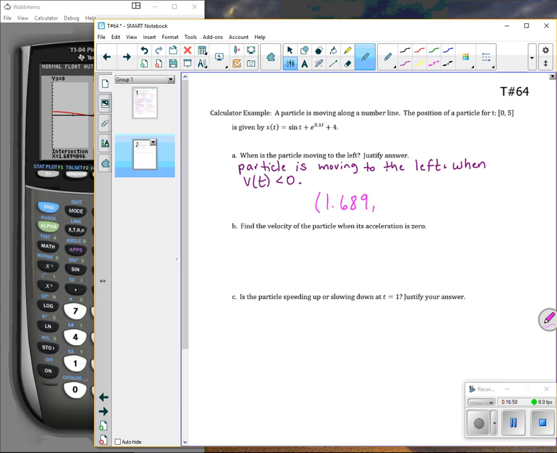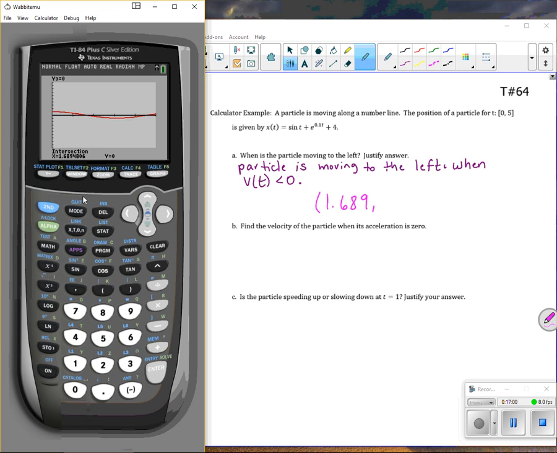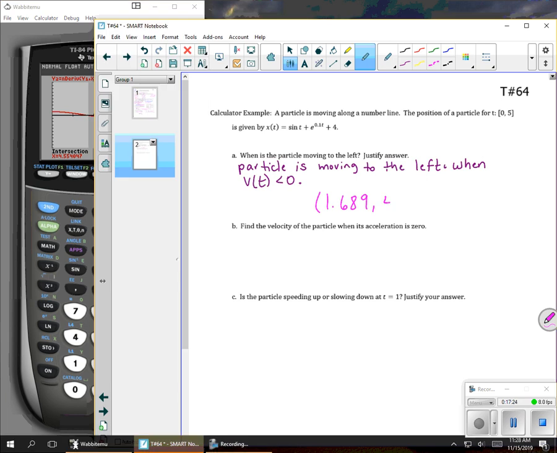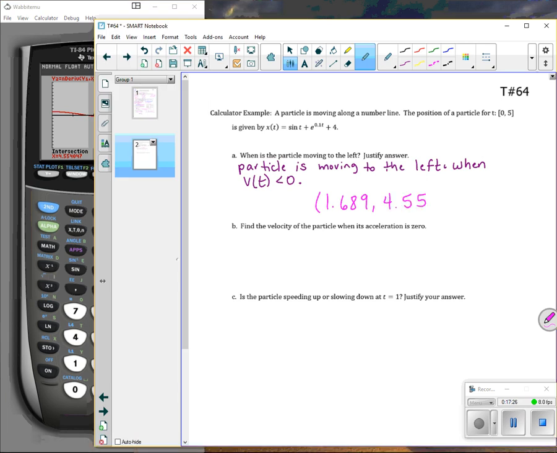And then I'm going to do second calc intersect again, putting my cursor over here. If you hit the down arrow and go to the line, it goes a lot faster. Enter 3 times. And I get 4.554. And that's when the particle would be moving to the left.